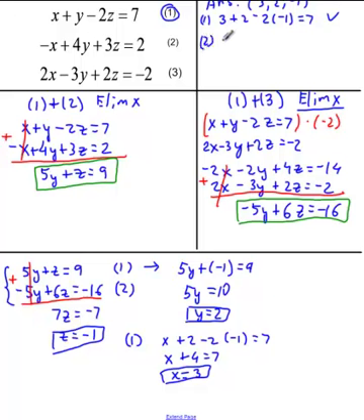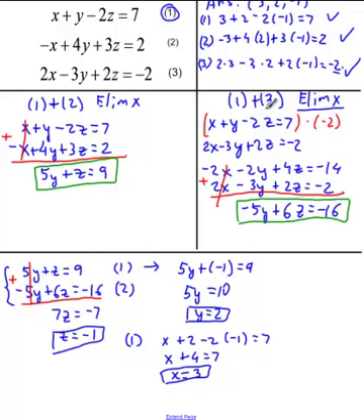Second equation: negative x is negative 3, plus 4y, 4 times 2, and plus 3 times z, which is negative 1, and it should give me 2. Let's check. Negative 3 plus 8, which is 5. 5 plus negative 3, which is 2, which is good. And the third one: 2x, 2 times 3, minus 3 times 2, and plus 2 times negative 1 should give me negative 2. Very easy to see. 2 times 3 is 6, 3 times 2 is 6, so this is 0. Negative 2 equals negative 2. Good. So we did everything correctly, and our answer is correct.